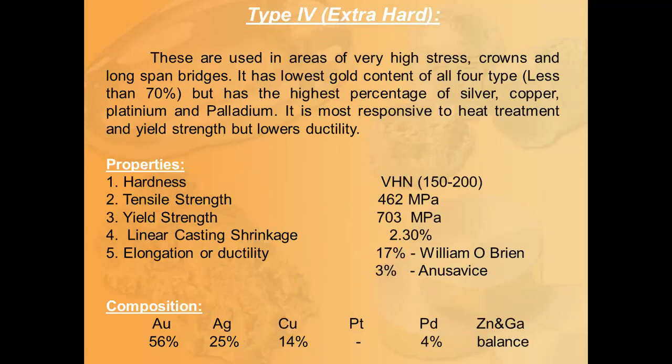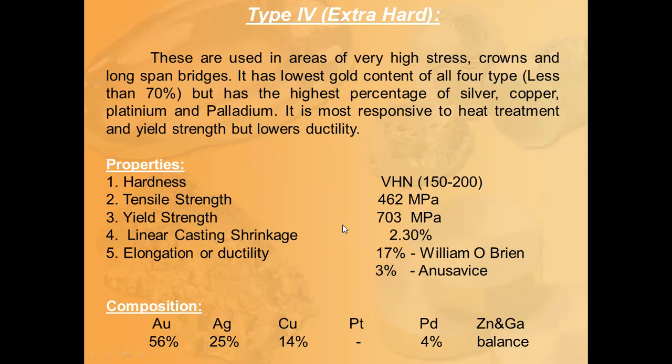Now type 4, that is known as the extra hard alloy. This alloy can be used in areas of very high stress. It can be used for the fabrication of crowns and long span FPDs. It has the lowest gold content of all 4 types, but a higher percentage of silver, copper, palladium and platinum. This category of alloy is the most responsive to heat treatment.